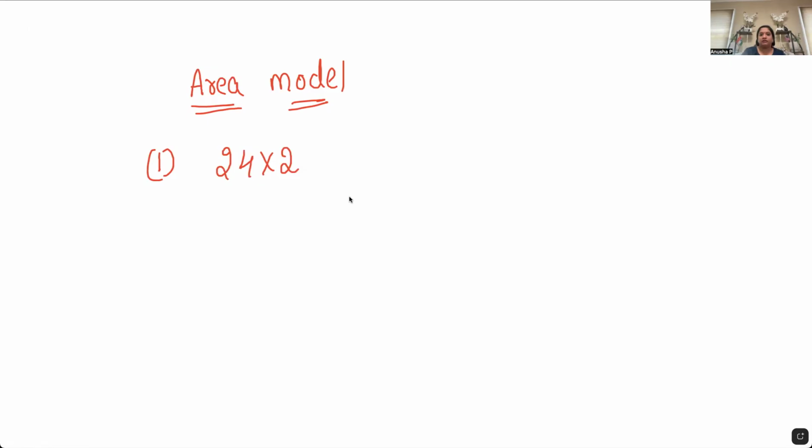So in the area model, first we have to draw the boxes. Because here we have a two-digit number, 24, we are making it into two boxes. 24 is nothing but 20 plus 4. And here we are multiplying it by 2.